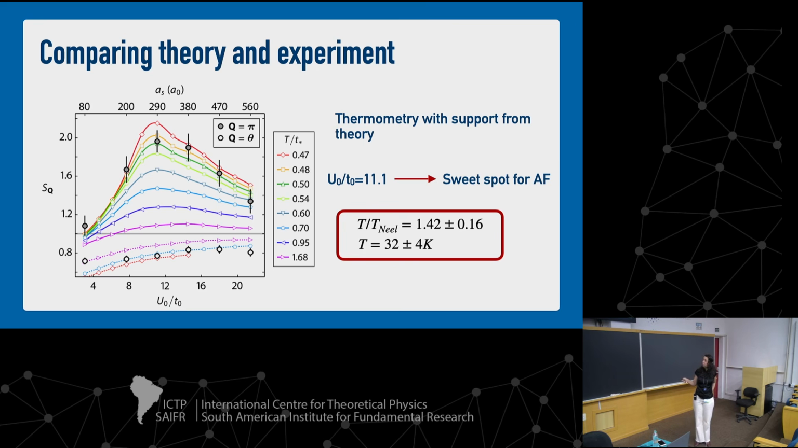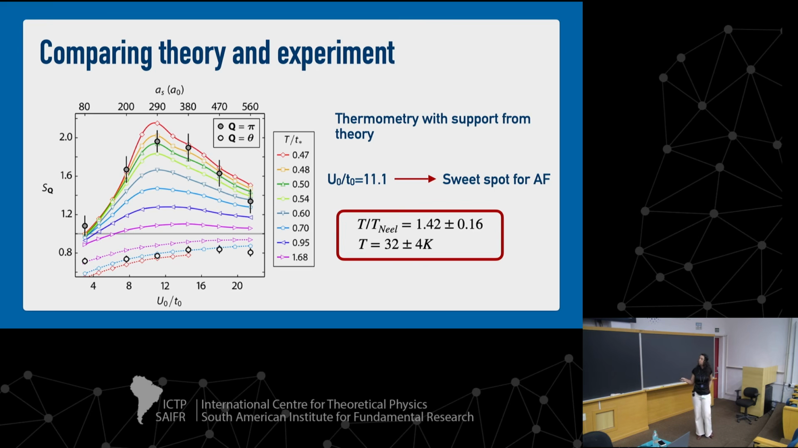And this is how temperature was measured, actually. These are quantum Monte Carlo calculations for different temperatures, and where they match is the temperature. So we believe the temperature is around 32. This is not Kelvin, this is nanokelvin, I forgot the N. But this, unfortunately, is still 40% above the Néel temperature.